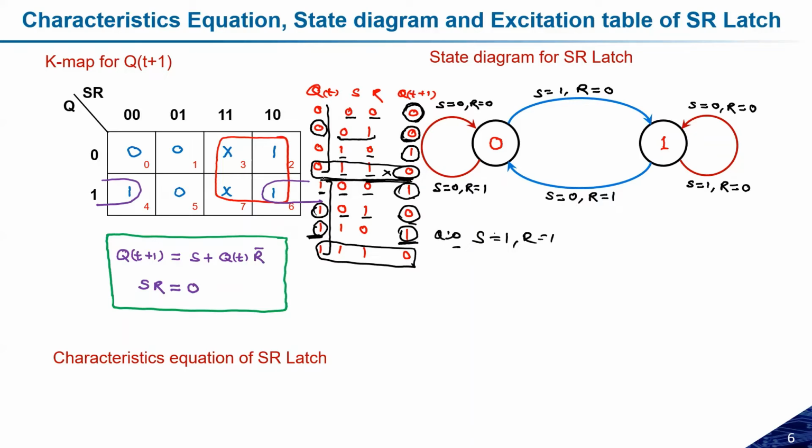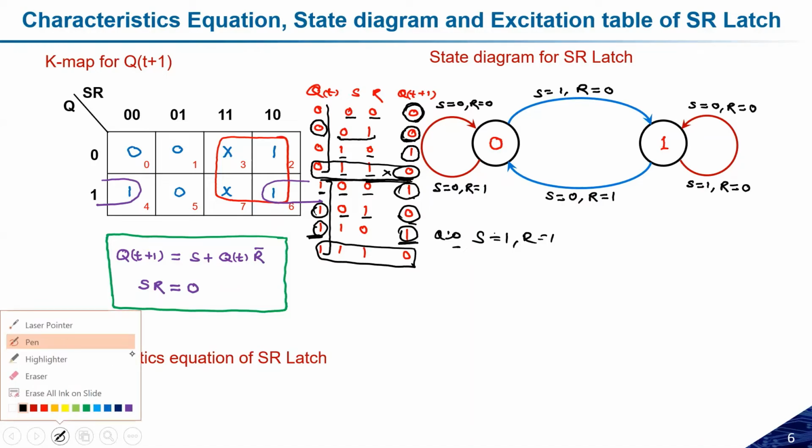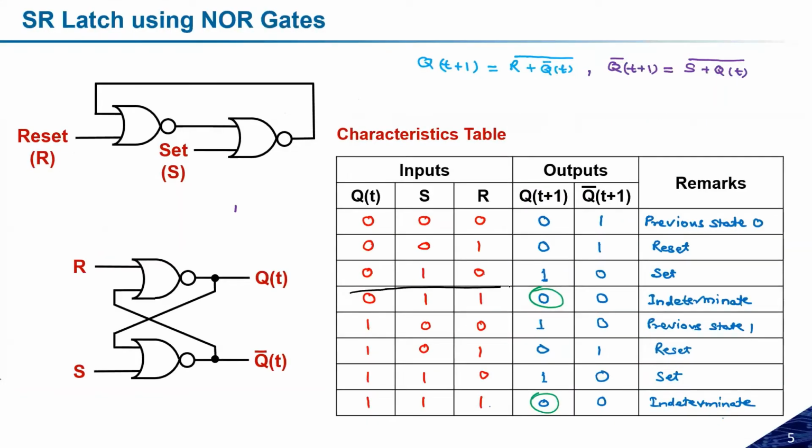Okay, these two cases. If you go back to the previous slide, this case and this case are the indeterminate state, which is not a valid state. This is not recommended in any design. So we will not consider these two cases for the state diagram preparation. While making the state diagram, we will consider only these 6 states as the valid states. The rest 2 states are not valid.